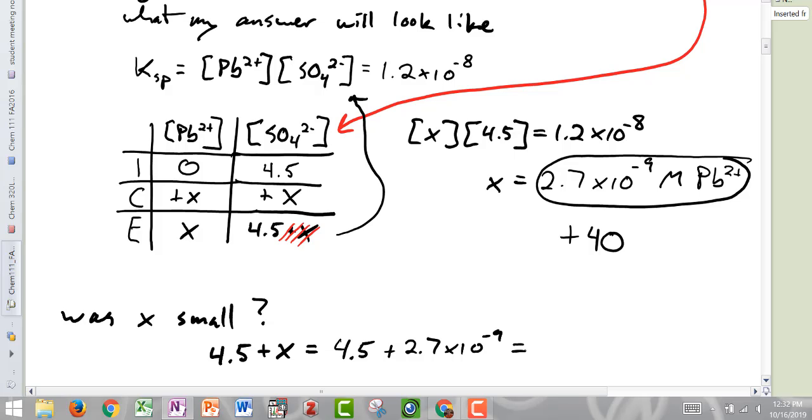My calculator says the answer is 4.500000003. It's two sig figs. 4.5. x was small. Yep.